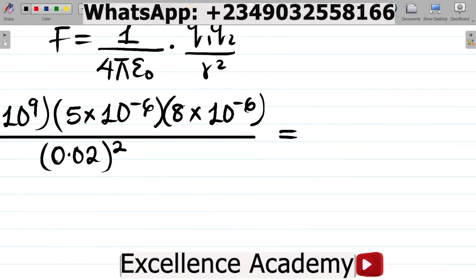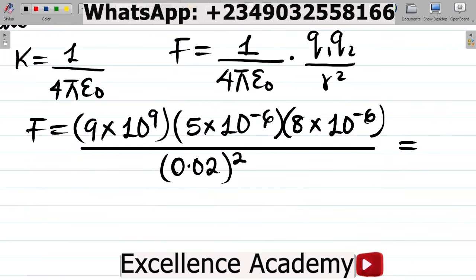So you get your calculator and punch this correctly. So let me pick my calculator and punch this real quick. So I'm going to punch everything at the same time. So numerator 9 times 10 to the power 9 multiplied by 5 times 10 to the power minus 6, that's micro, times 8 times 10 to the power minus 6 micro, all over, denominator is 0.02 squared.